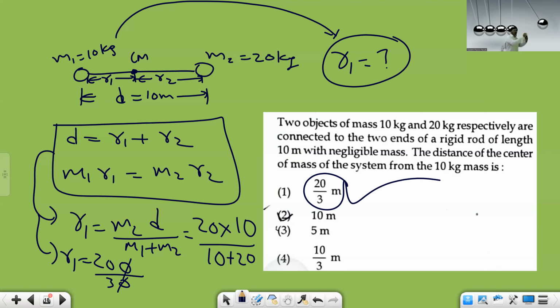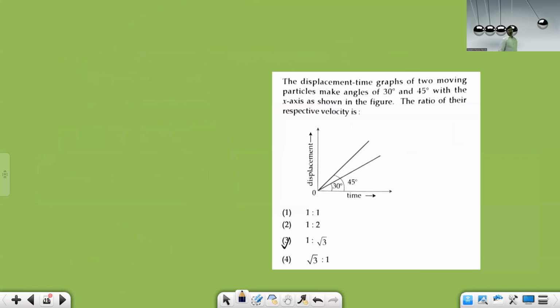So these are the conditions we have. Based on that, I eliminated R2. That means R2 is equal to D minus R1 and substitute here. We get this shortcut formula. And just substituting that, we get the answer for R1. R1 is nothing but the distance from the 10 kg mass. Like that, I can solve the problem.